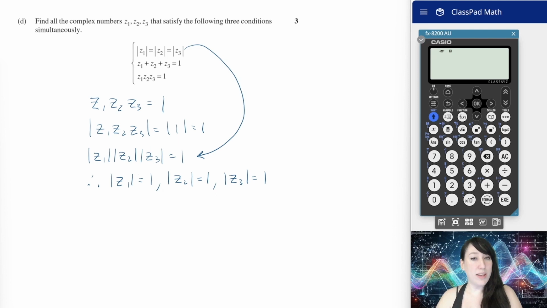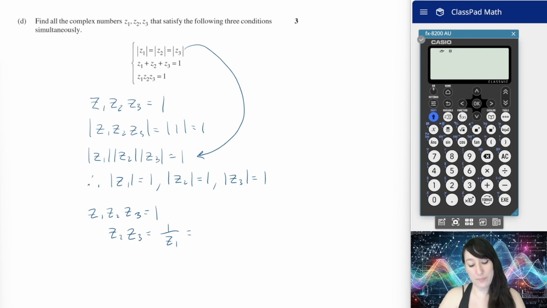Now, since their moduli are all 1, if we need to take 1 over any of these complex numbers, it will be the same as the conjugate of that complex number. So if we come back to that third fact, we could perhaps divide z1 to the other side. And as we said, since the modulus is 1, this will equal the conjugate of z1. Now, we could obtain similar results for the other two complex numbers.